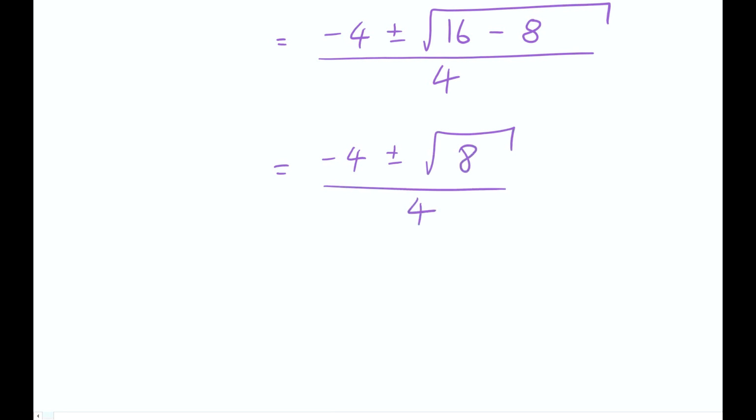Okay? And you can finally leave it like that. We can't do anything with the square root of 8. If, and this is a big if, you know how to deal with surds, you can simplify it further, but that's optional right now. And that would come out as minus 2 plus or minus the square root of 2, all over 2. Okay, I won't explain that now. If I have a video about it, I will link to that in the description.